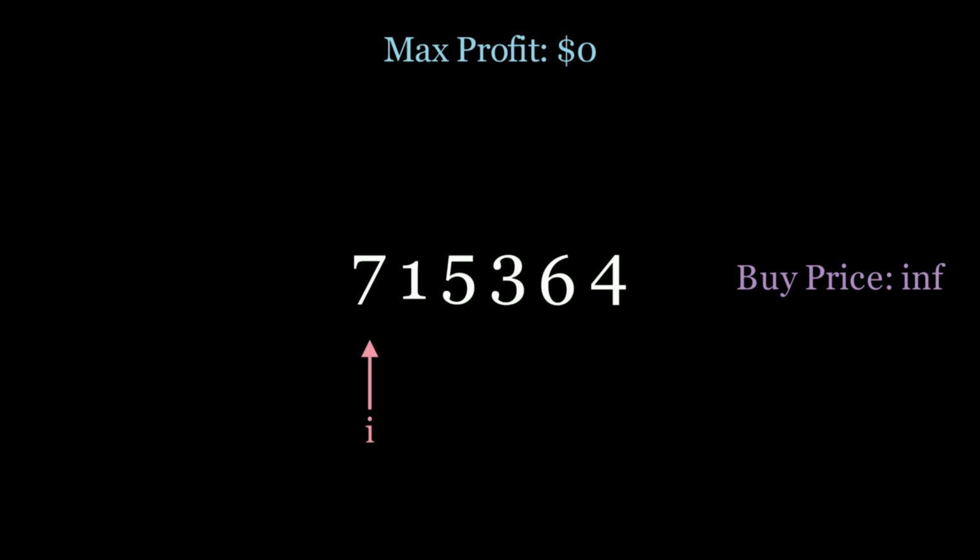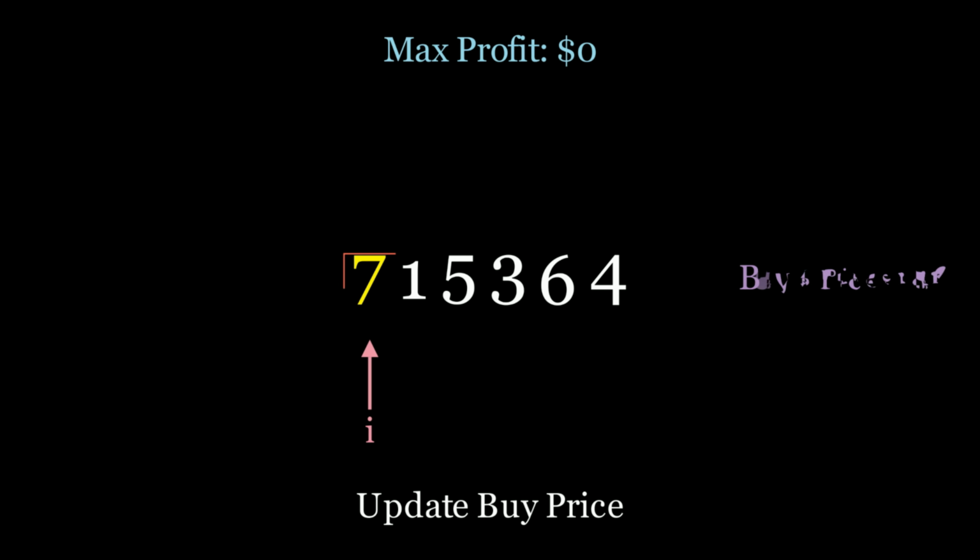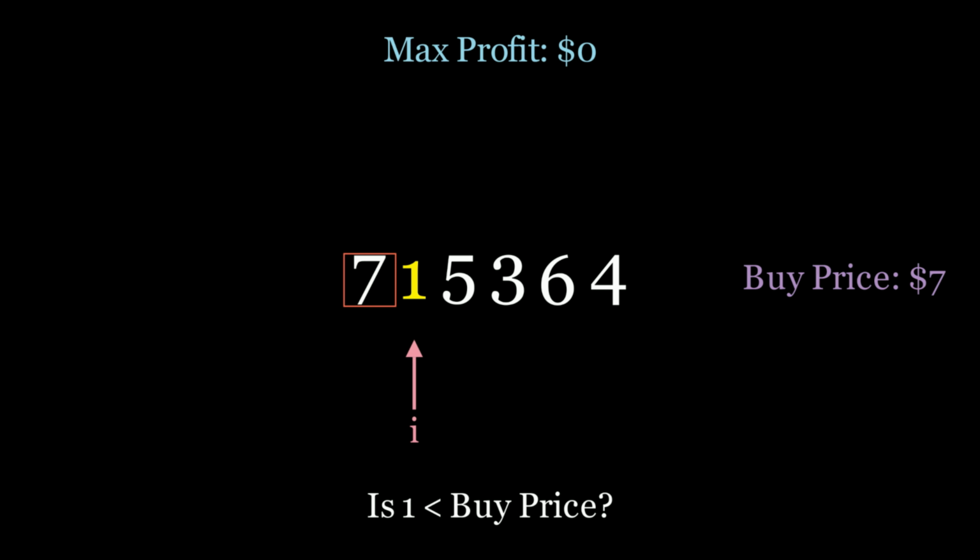So we're going to start at 7 with the index i, and we're going to ask ourselves, is 7 less than the buy price? This is why we initialize it to infinity, so that the first element is always less than the buy price. In this case, $7 is less than infinity. Instead of buying it for infinity, we should buy it for $7, right? So let's update the buy price to be $7 now. After this, we move on to the next index.